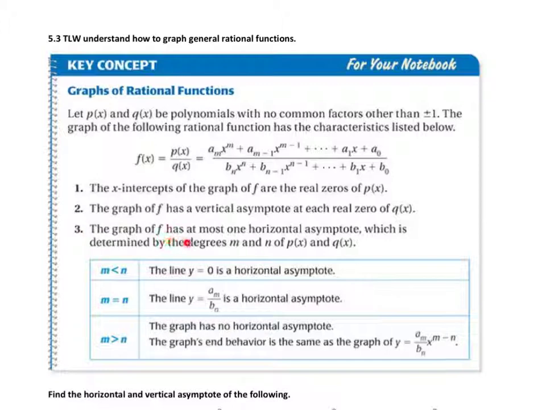The graph of f has at most one horizontal asymptote, which is determined by the degrees m and n of p of x and q of x. Okay? So, if m is less than n, so if the bottom is bigger than the top, it's at y equals 0. If the degree of the top matches the degree of the bottom, you do the lead coefficient divided by the lead coefficient. And if the degree on the top is bigger than the bottom, there's no horizontal. Okay?